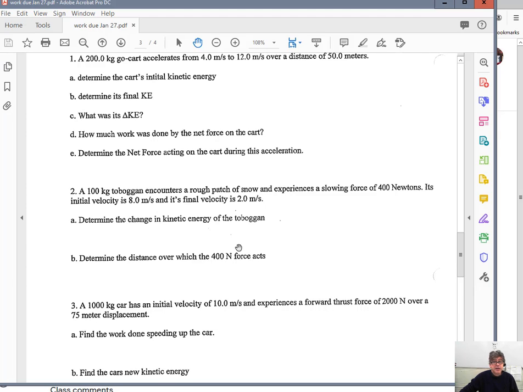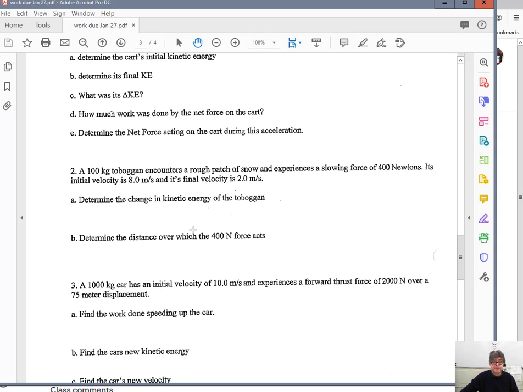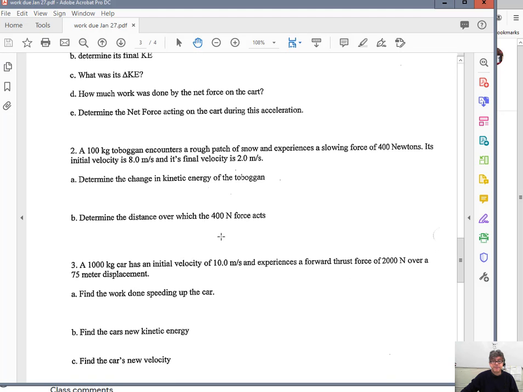You're going to get a negative number here because the final is smaller than the initial. Then you're going to use change in kinetic energy is equal to work. Work is force times distance. So you'll be able to set the answer to A equal to force times distance and divide that force in to get the distance. Think about the minus signs. It's a slowing force, so the force is actually in the reverse direction, so you want to put a minus sign on that force.